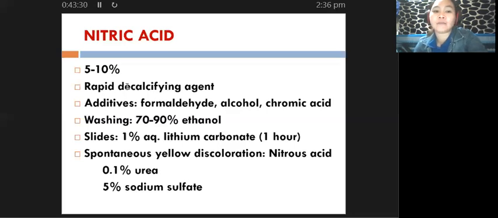In order to prevent or mitigate this effect of your nitric acid on your tissues and on staining, we incorporate the use of additives. Just like what I have mentioned, the following additives are utilized for your nitric acid solutions: formaldehyde, alcohol, and chromic acid.